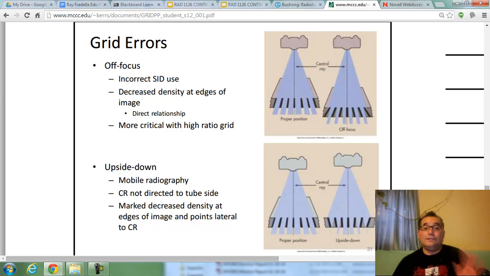Okay, a little bit more information. An upside down grid would not be an issue if it was a linear parallel grid, because then it wouldn't matter. The interspace between the lines would stay the same whether you were upside down or not.